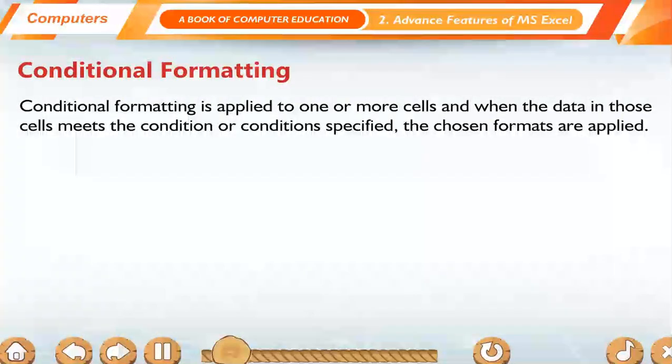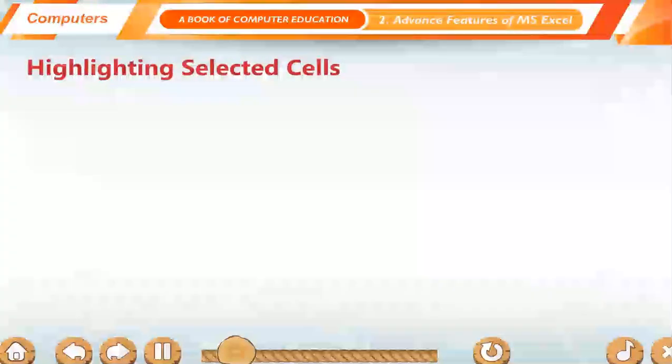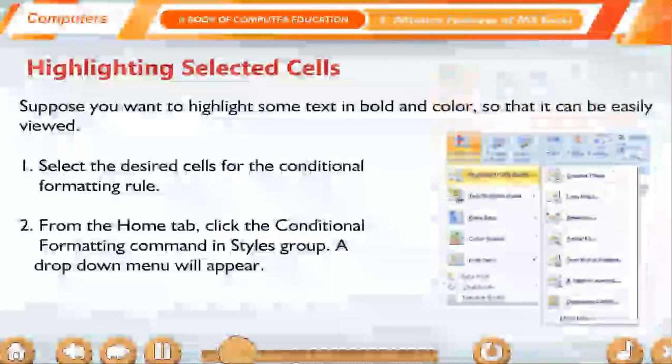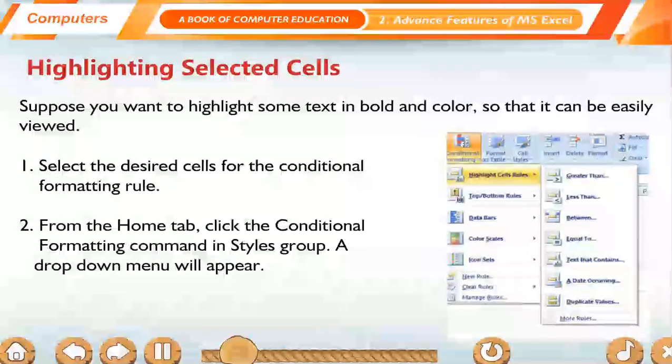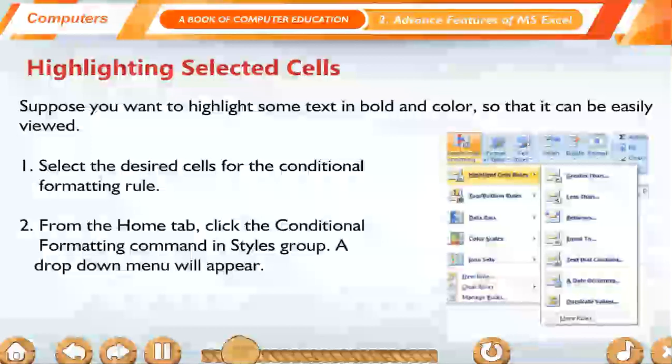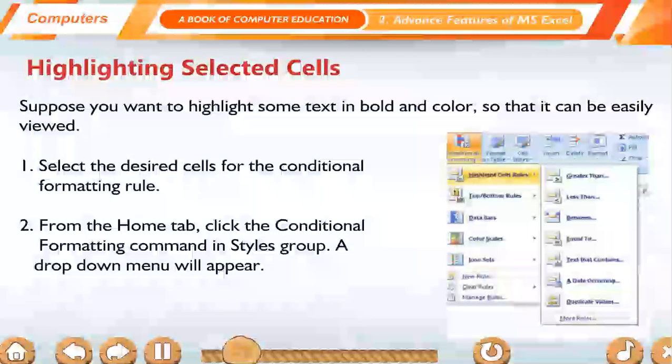Conditional formatting. Conditional formatting is applied to one or more cells, and when the data in those cells meets the condition or conditions specified, the chosen formats are applied. Highlighting selected cells. Suppose you want to highlight some text in bold and color so that it can be easily viewed. To do so, follow the given steps.